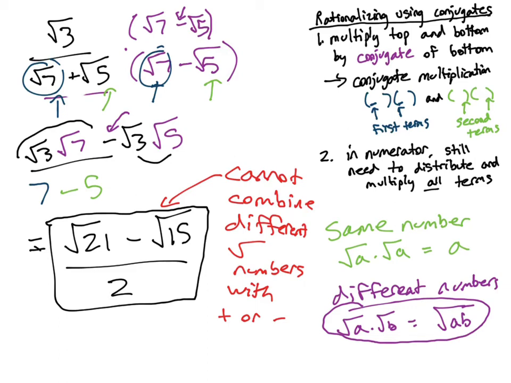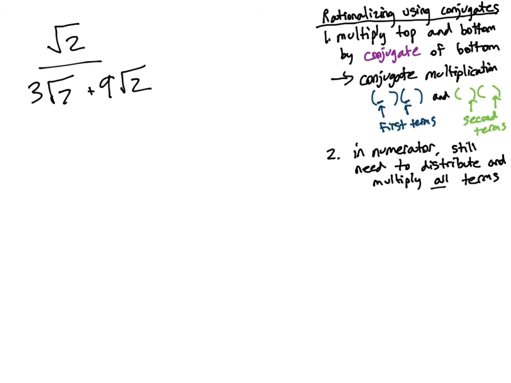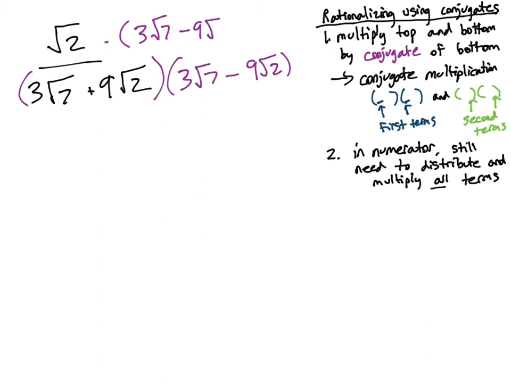And let's continue here, look at another example together. So first we will multiply the numerator and denominator times the conjugate of the denominator. That means we're going to keep the first term the same, but switch the sign of the second term, and we will also multiply that into the numerator. In our denominator, we can use our conjugate multiplication shortcut.